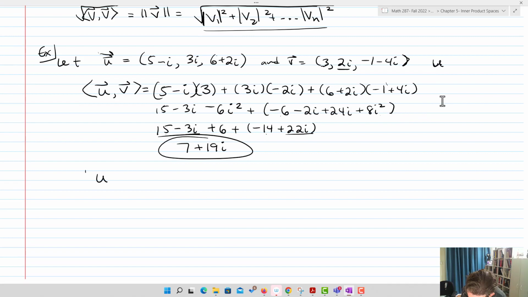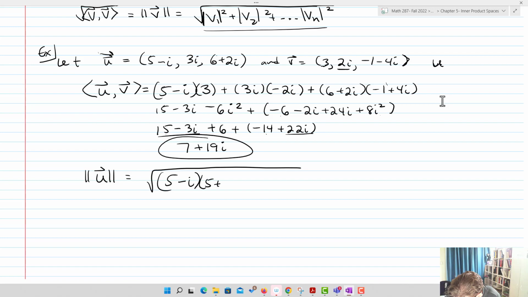Now let's find the magnitude of u. The magnitude of u is going to end up being the square root of 5 minus i times 5 plus i, plus 3i times negative 3i, plus 6 plus 2i times 6 minus 2i.